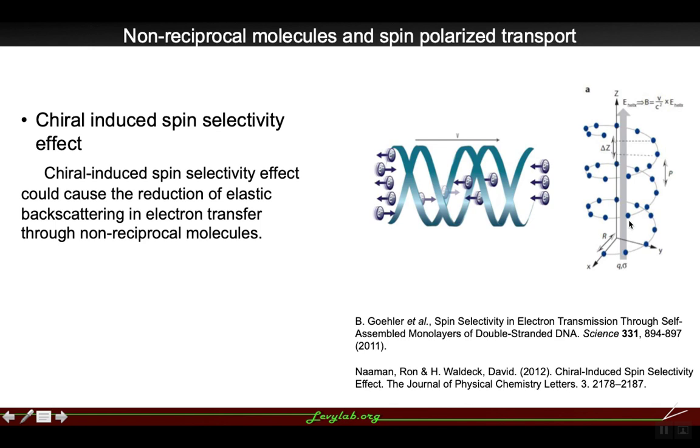So by the way, we found a paper. It talks about the chiral-induced spin selectivity effect, and this effect could cause the reduction of elastic backscattering in electron transfer through some non-reciprocal molecules. So we want to see if there's also some reduction of the backscattering in our non-reciprocal waveguide.